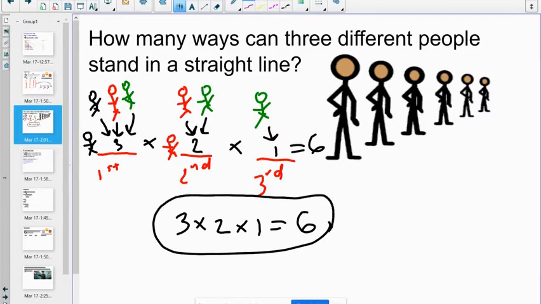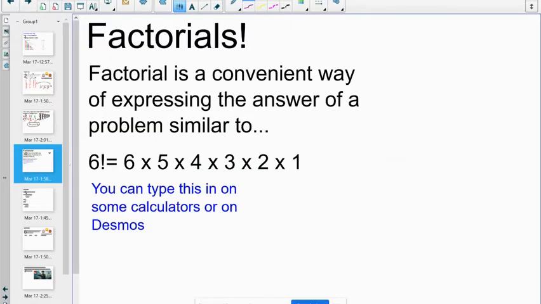And in the next slide, I'm going to tell you what doing this 3 times 2 times 1 stands for. And that is called factorials. You might have heard that before, but you know it's a factorial when you see the exclamation mark following the number. And what that exclamation mark means is that you're taking that first number.